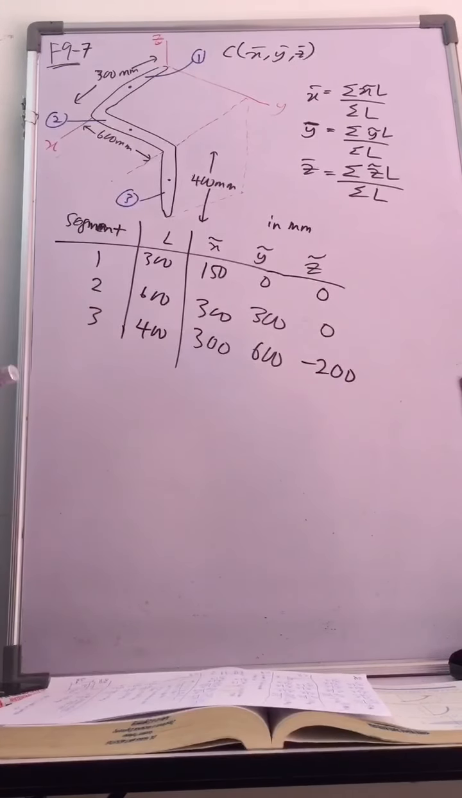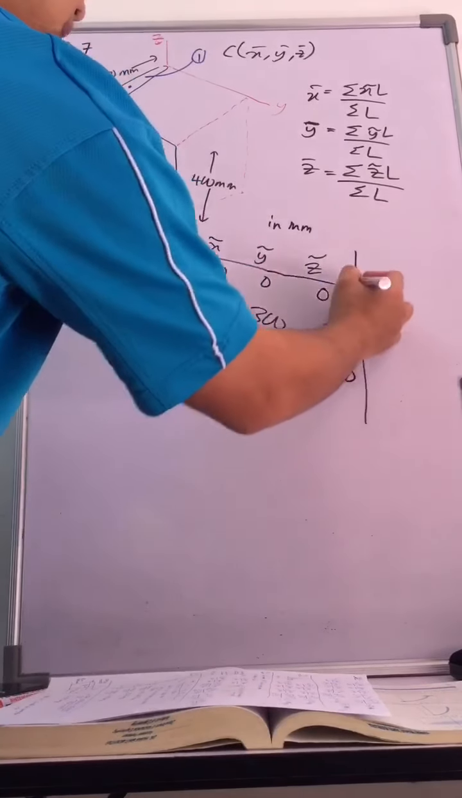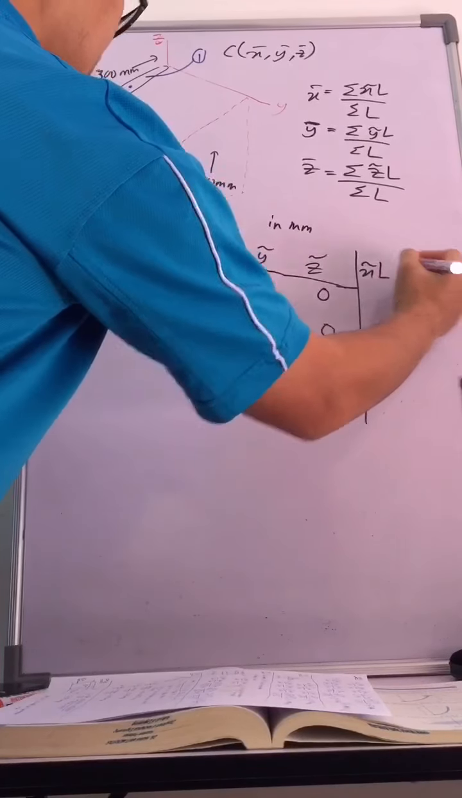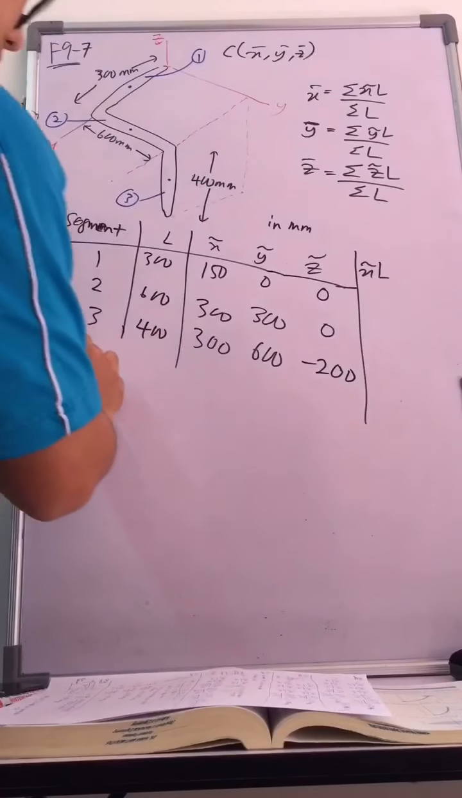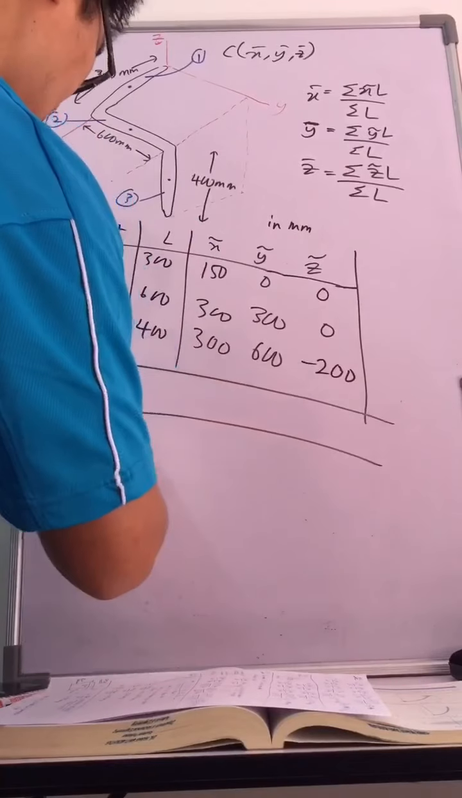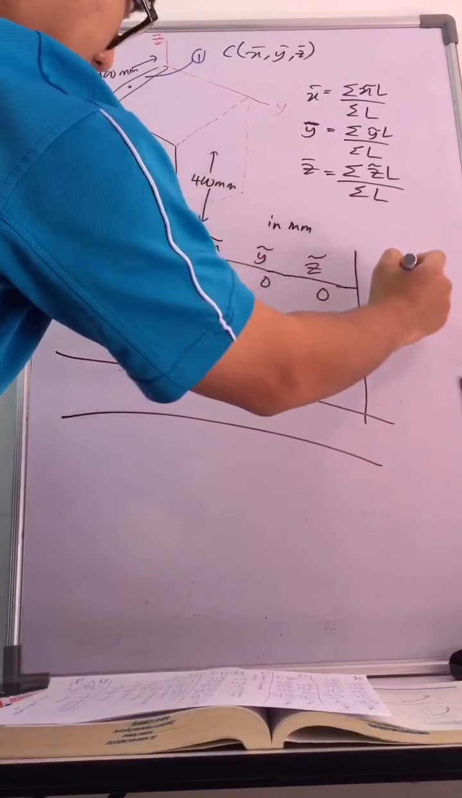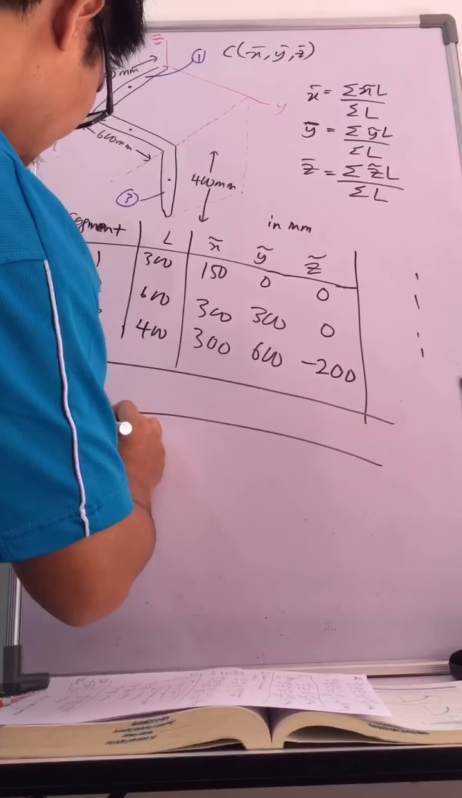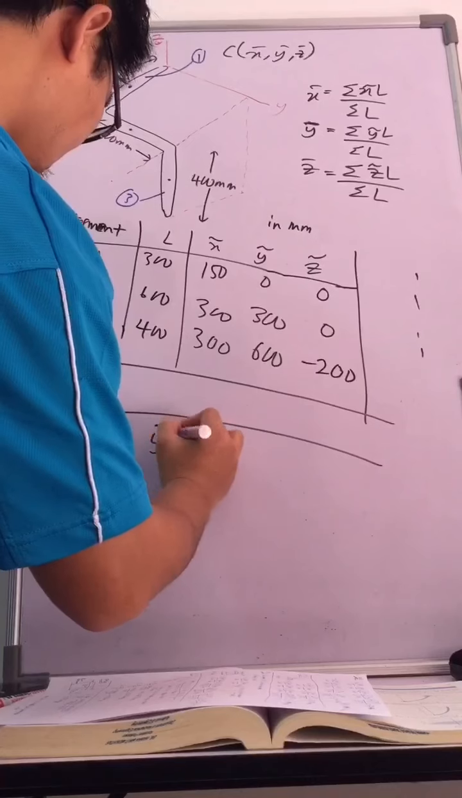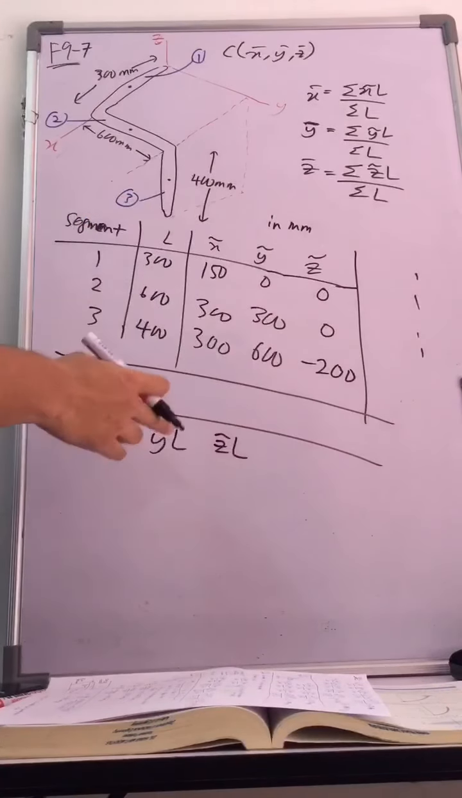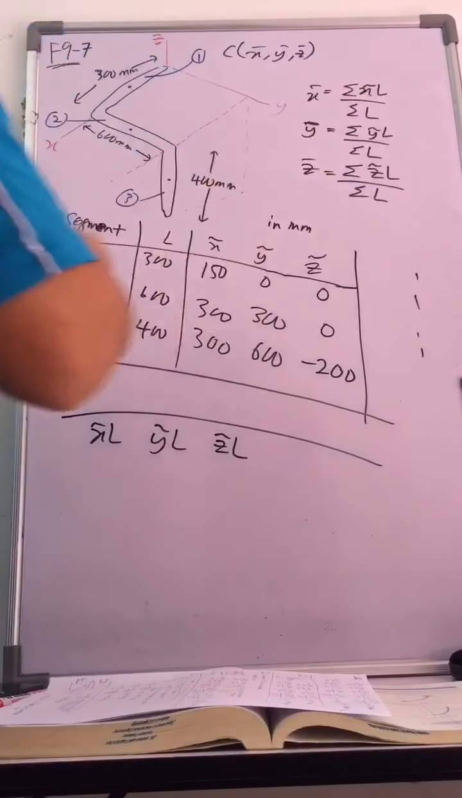Okay, and then you can extend this table for x tilde L. Actually this is the problem. We extend the table, but because I don't have space, I'll put it here. So x tilde L, y tilde L, and z tilde L. Why do we want to do this? Why do we want to multiply them? Because of this formula.